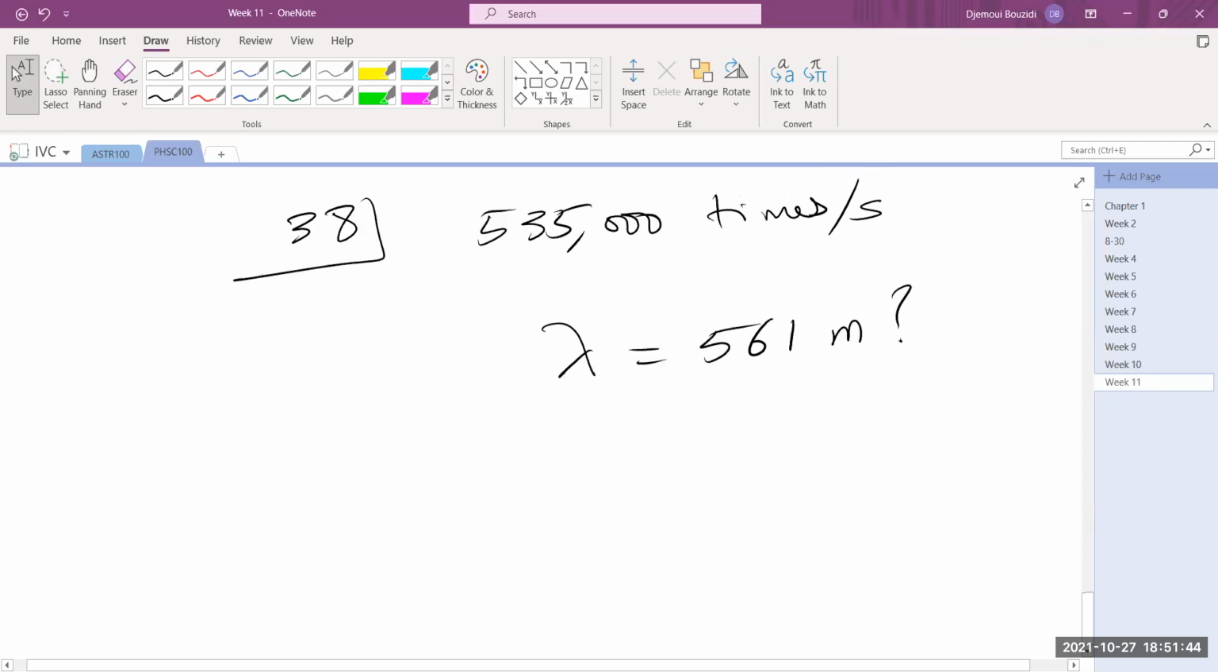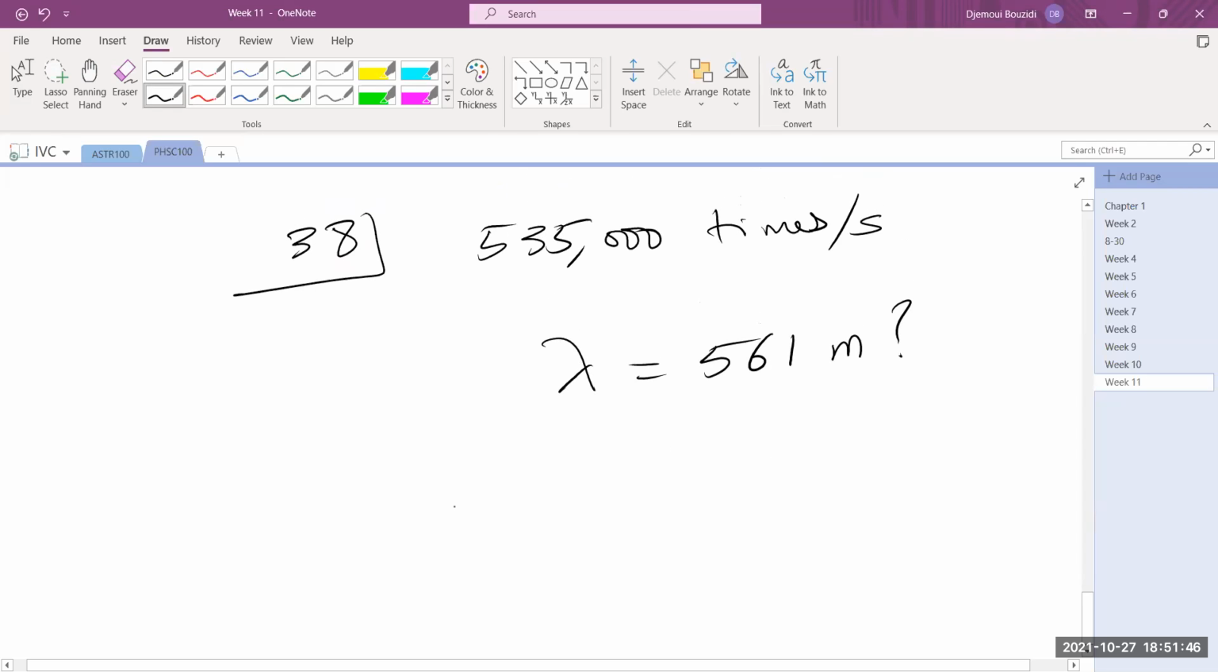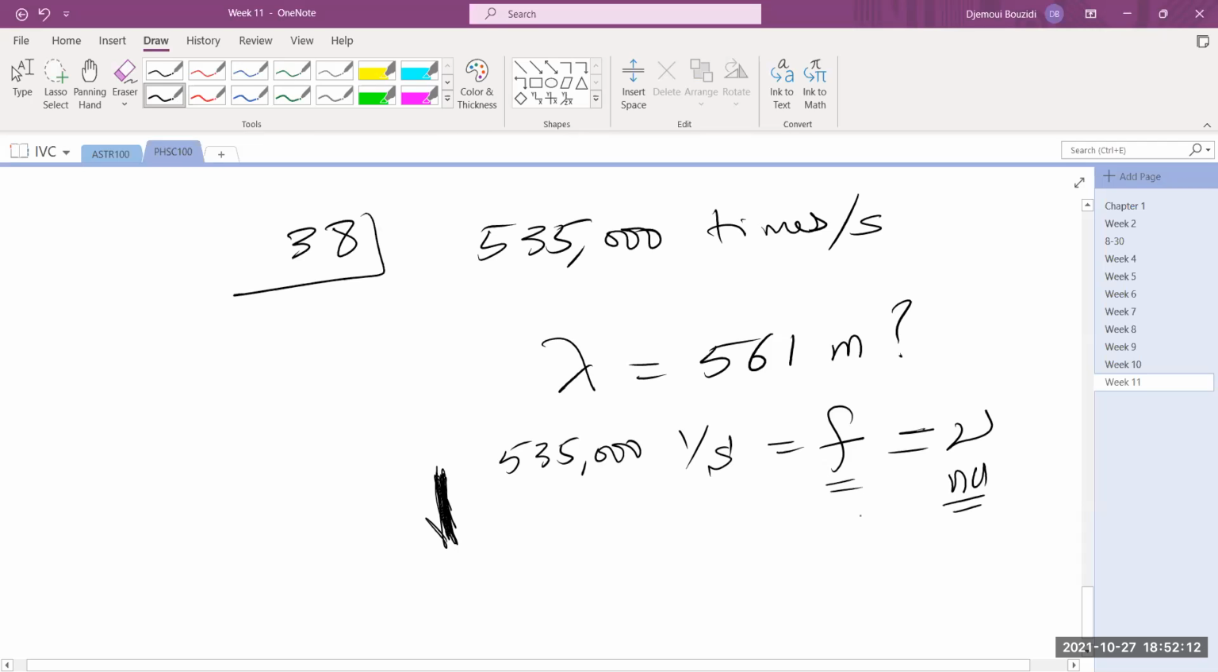Okay, so what does that mean? It oscillates 535,000 times per second. That means the charge goes back and forth, back and forth, 535,000 times in 1 second. This is actually the frequency itself. In other literature the Greek letter nu is sometimes used for frequency, but in this textbook, I think we use the letter f for it. So this is the frequency that is given to us.